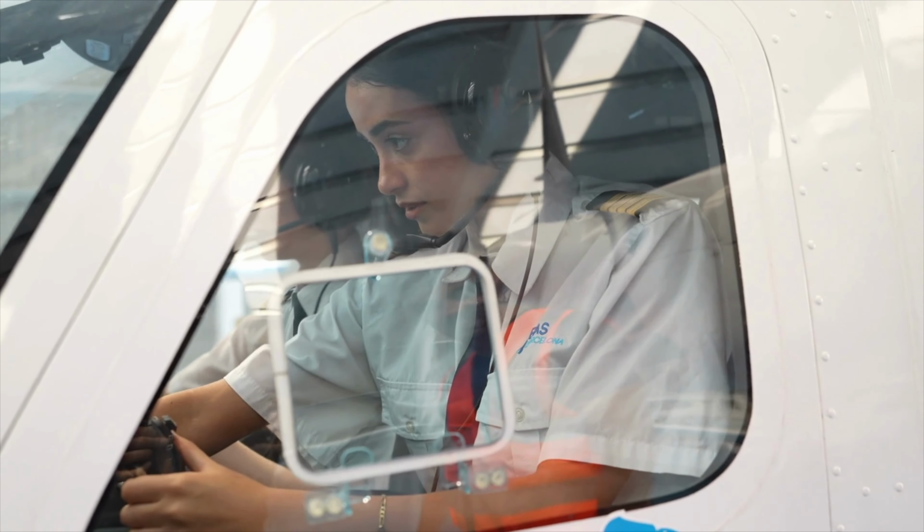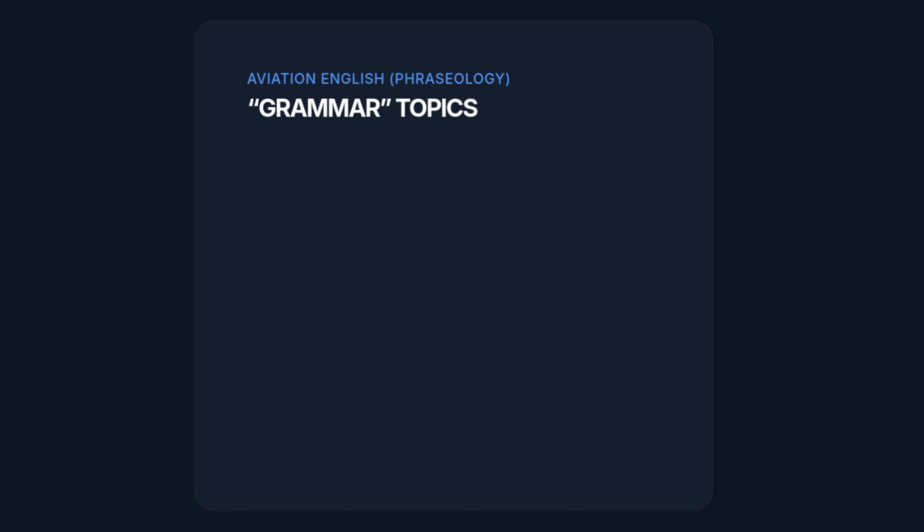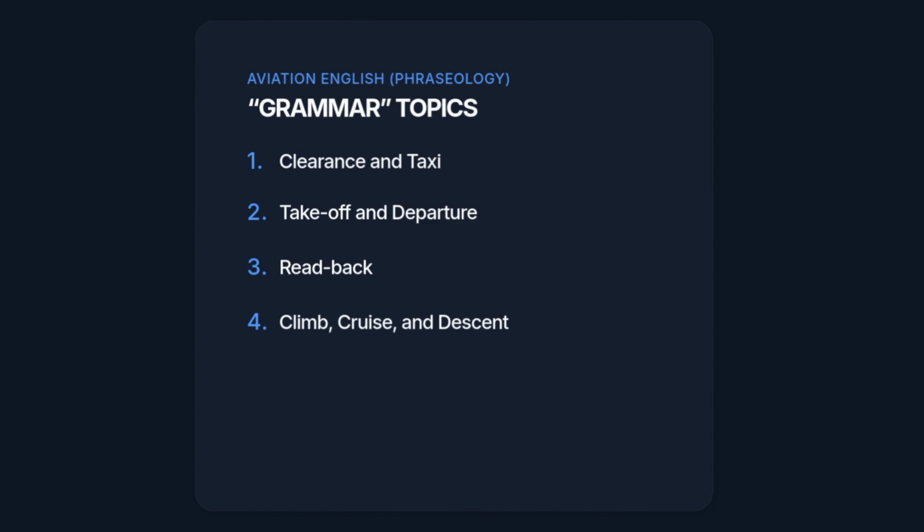As you know, in Aviation English, when we speak on radio, we don't really use full sentences like we use in our normal speech. What we want to do is to make sure that our communication stays as concise and as to the point as possible. And of course, to avoid ambiguities, misunderstandings, miscommunications. And the way to achieve that is to use standard phraseology. And so here are our main grammar topics: clearance and taxi, takeoff and departure, readback, climb, cruise and descent, approach and landing, emergency communications.